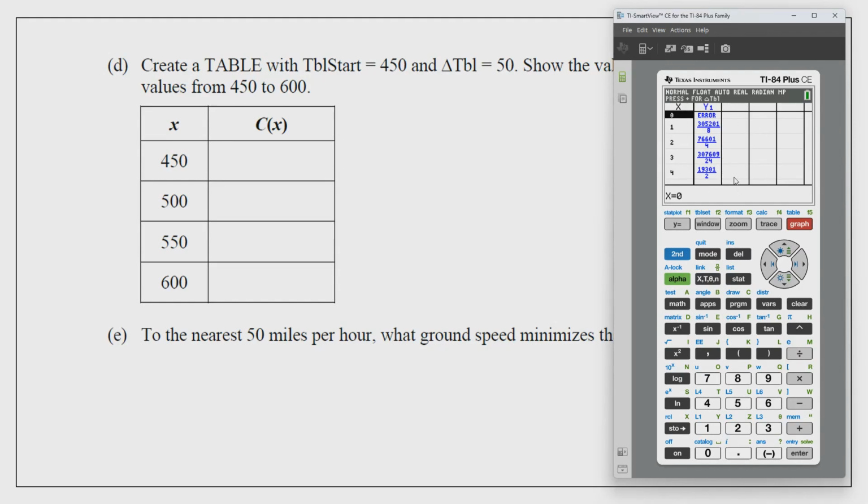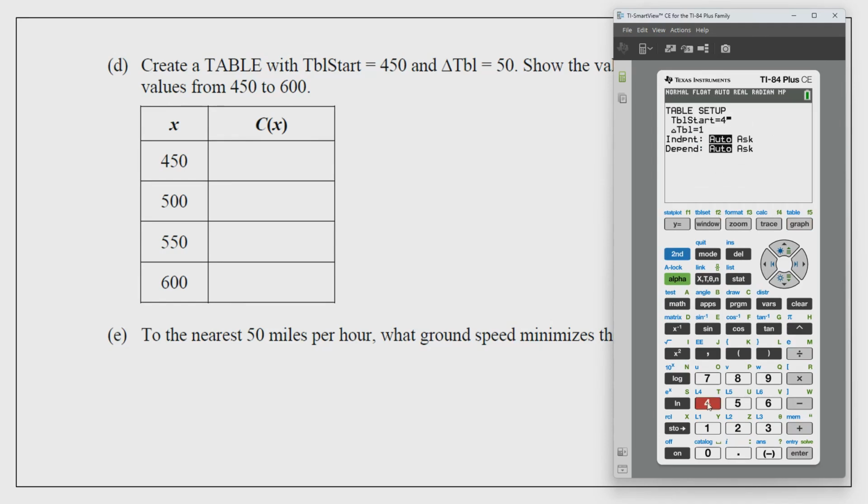But I now need to set up my table. So table set is going to be above window. So I'm going to press second window to set up my table. I'm going to make table start 450, because that's what the directions asked. And then I'm going to set my change to 50. And I'm going to press enter. I'm going to leave the independent and dependent for now on auto, which means the calculator will do the calculations for the specific x values. So I'll press second graph to go back to my table.